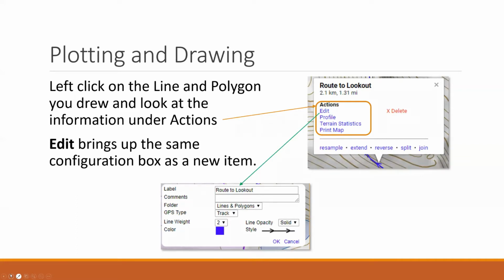So if you click on any line or polygon, it'll bring up a little menu, which you've seen a few times so far. Edit will bring up the exact same dialog box as when you created it, and you can go ahead and edit it. You can physically move the point. You can change the name and all the same things that you did when you created it.